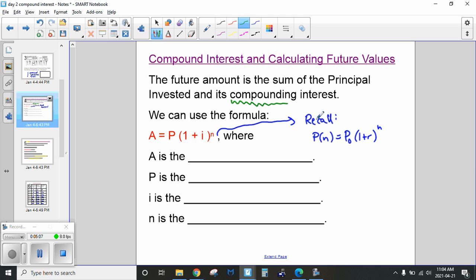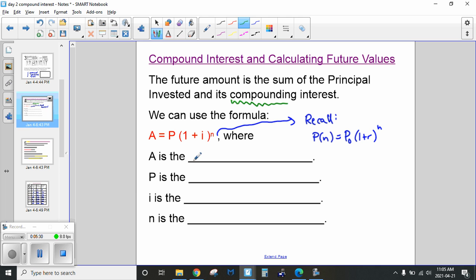So I put here a little note to recall. This is the formula we were using yesterday for exponential growth. P naught was the initial value. R was the rate written in decimal form. N was the number of growth periods. And P at N was the final amount. So this has the same structure, but some new letters.